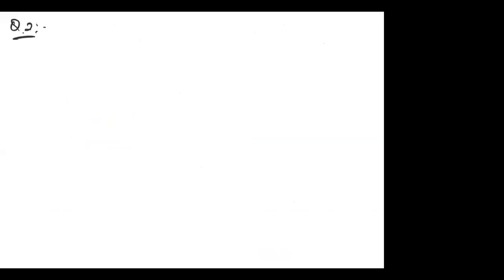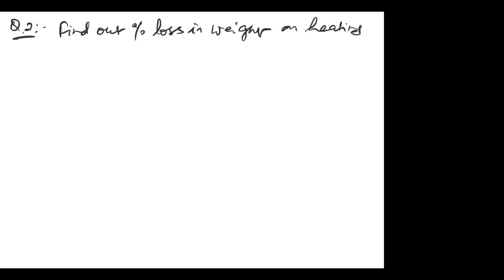Let's say, find out the percentage loss in weight on heating of Na2SO4.10H2O solid. So you have to find out the percentage loss in weight on heating Na2SO4.10H2O solid.